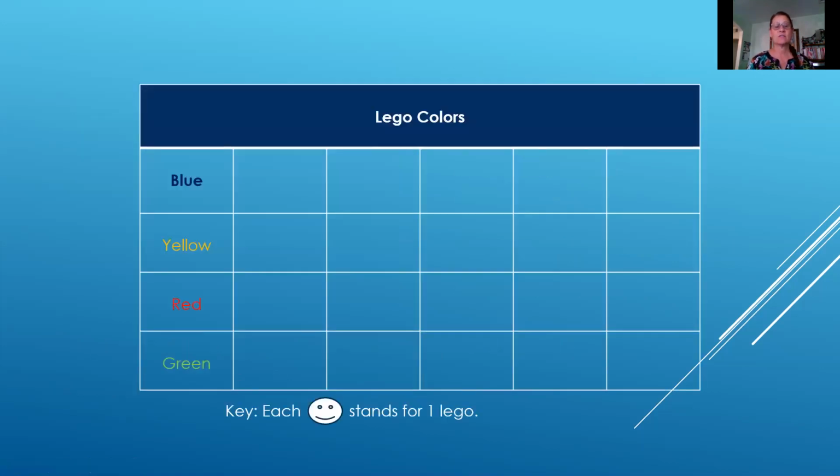Now, I'm going to do a graph with you. To do this graph, I am going to use Legos. We'll pick out different colored Legos, and we will use a smiley face, because look down here for the key, it says each smiley face stands for 1 Lego.